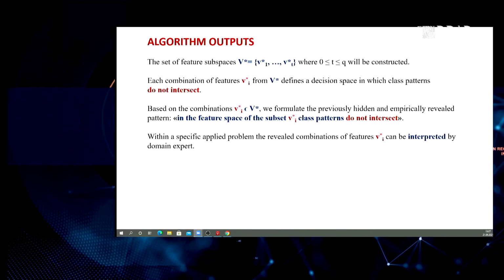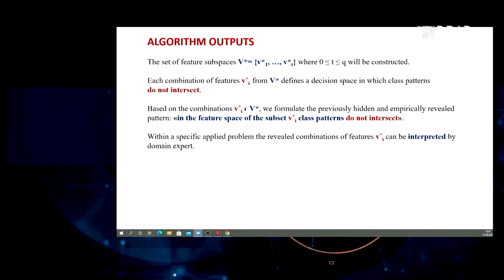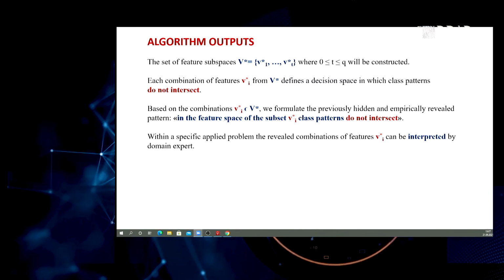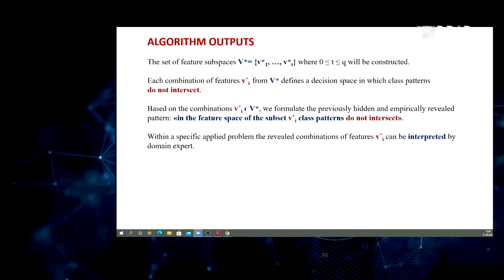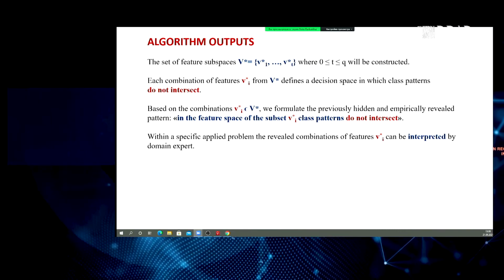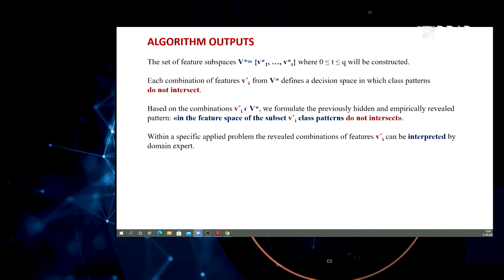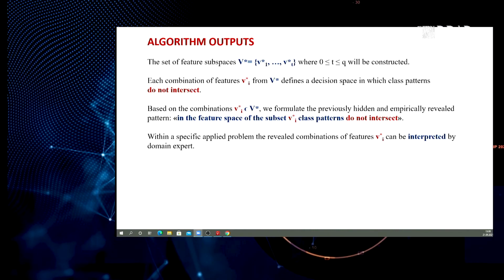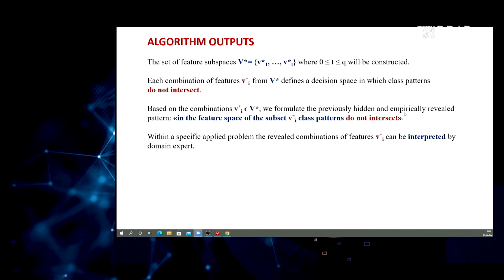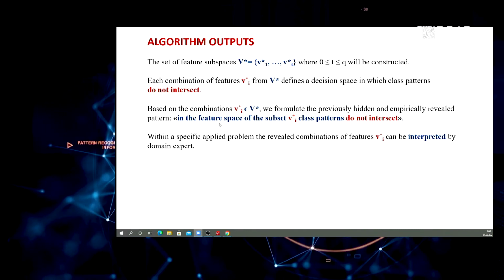Okay, so now it is important to analyze what the outputs of the algorithm are. After the algorithm execution, the set of feature subspaces will be constructed. Each combination of features from the set defines a decision space in which class patterns do not intersect. Based on this combination, we formulate the previously hidden and empirically revealed pattern: in the feature space of subset Vi, class patterns do not intersect. So we are getting knowledge about feature subspaces that allows us to classify objects.